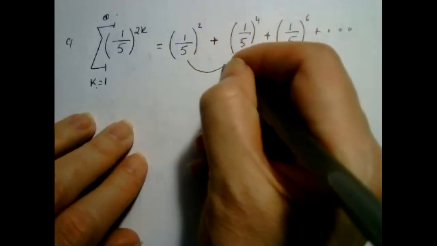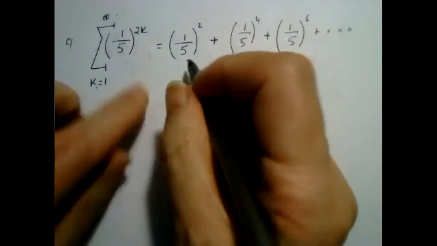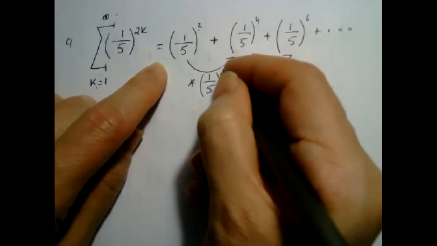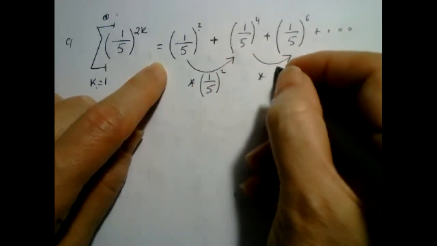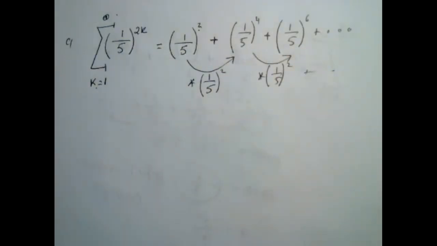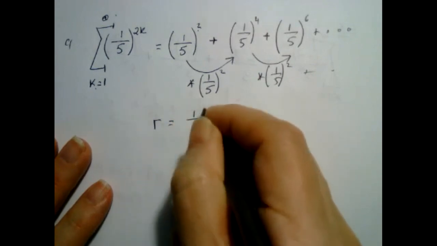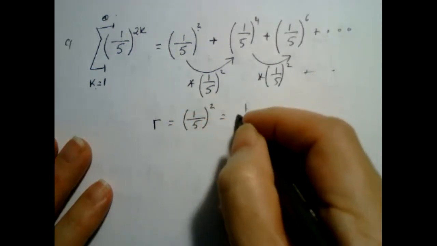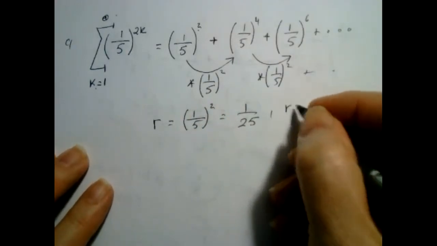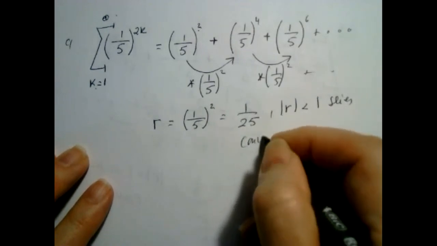So what is the ratio? It means what am I multiplying from one term to another? From 1/5 to the power 2 to 4, I'm multiplying by 1/5 to the power 2, and so on and so forth. So here the ratio is 1/5 squared, or 1/25. Okay, so my ratio is less than 1 in absolute value. It means the series converges.